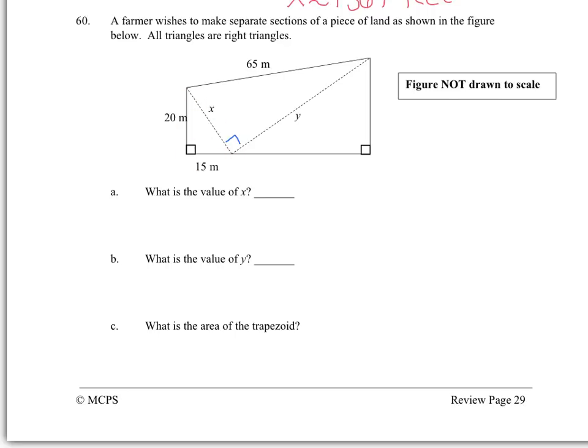All right, I can use Pythagorean's theorem for this. So a squared plus b squared equals c squared. We've got 20 squared plus 15 squared equals x squared. 20 squared is 400. 15 squared is 225. The sum of those two is 625. And then if I square root both sides, we're going to get x equals 25. So the value of x is going to be 25 meters.